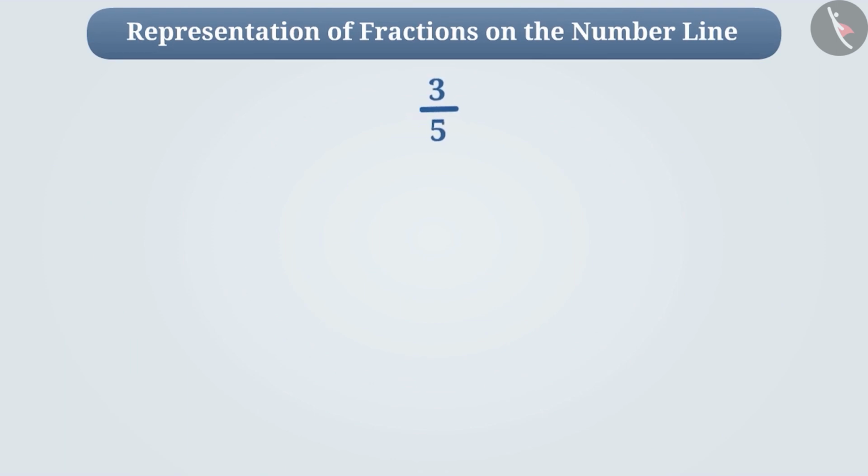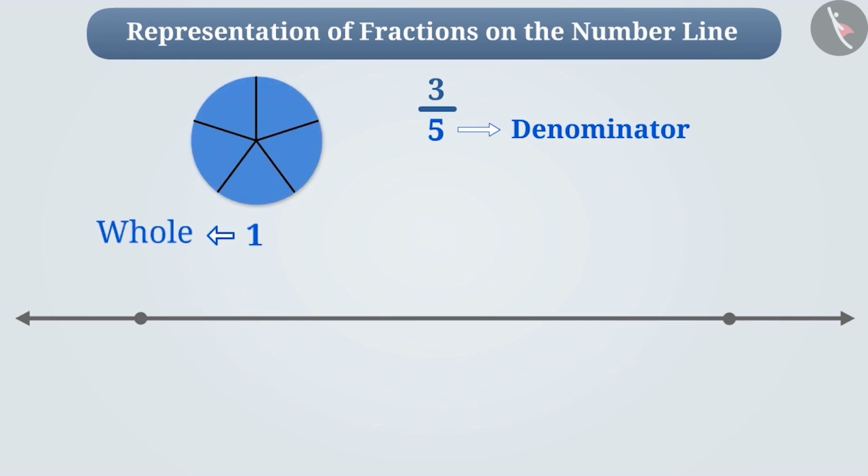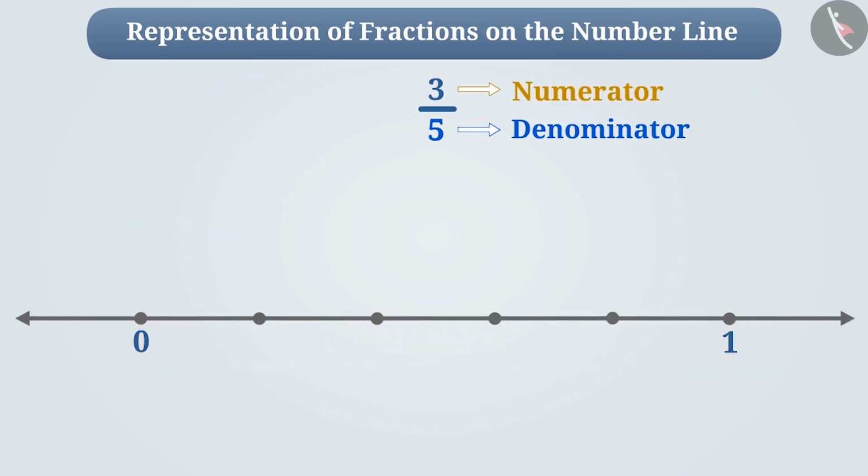Suppose we have to represent 3/5 on the number line. In order to do this, first, we will make a number line. Since the denominator of this fraction is 5, it tells us that a whole is divided into 5 equal parts. So, we will divide the distance between the points, which is also called unit distance, into 5 equal parts. Similarly, the numerator 3 tells us that 3 parts are taken out of the 5 equal parts.